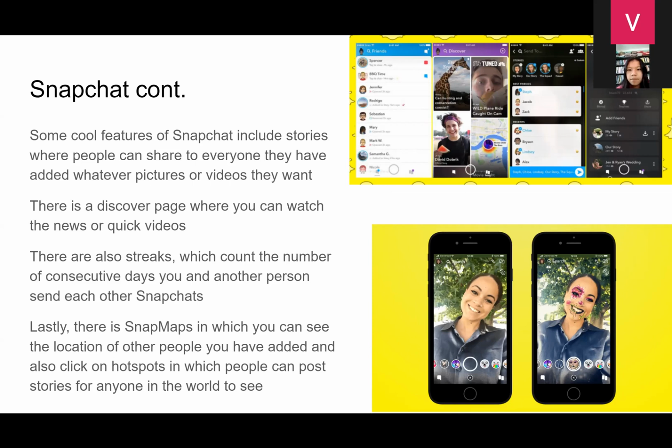On the right is basically what Snapchat looks like if you use it. There are 4 main pages, and you can swipe around. And there are also filters on the bottom that you can put on yourself.